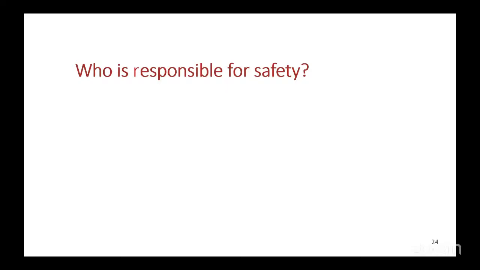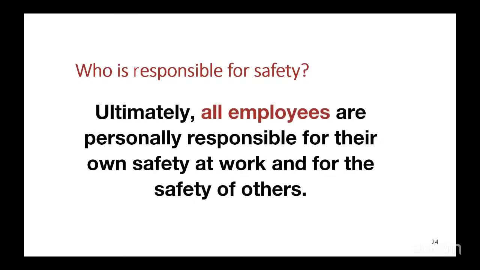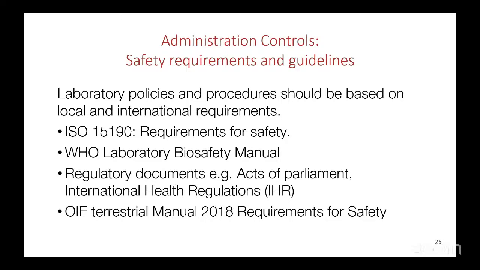Who is responsible for safety? Ultimately, all employees are personally responsible for their own safety at work and for the safety of others. So safety is not only for the safety officer, the lab director, or anybody else. The other administrative controls include safety requirements and guidelines. Safety policies and procedures should be based on local and international requirements for the country where you are. For example, ISO 15190 is a requirement for safety.